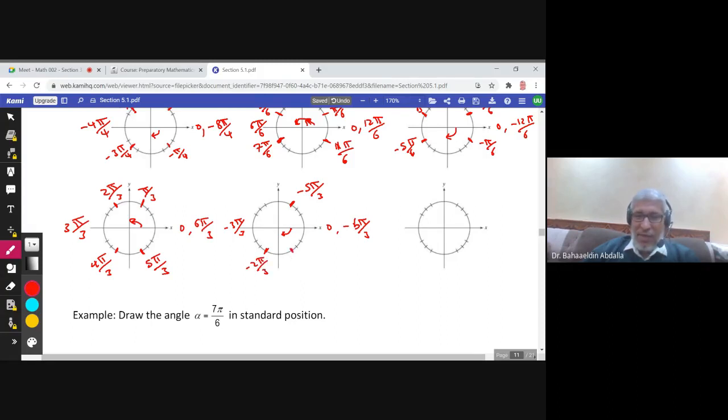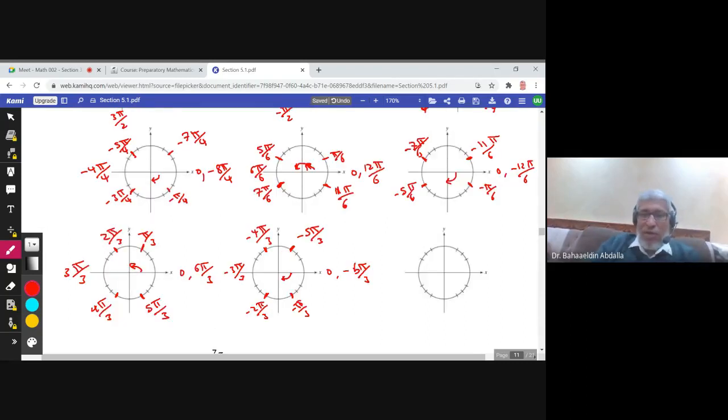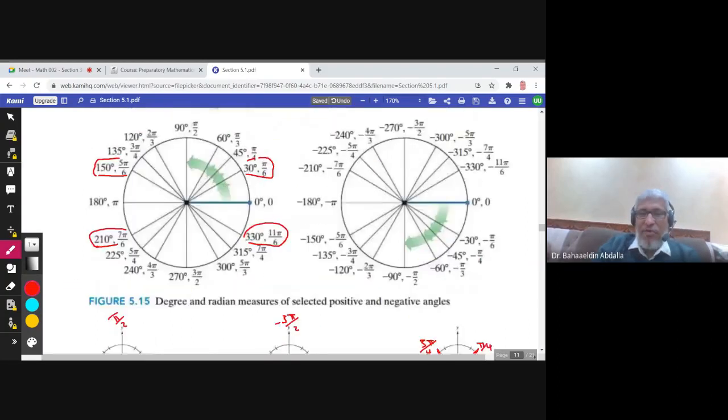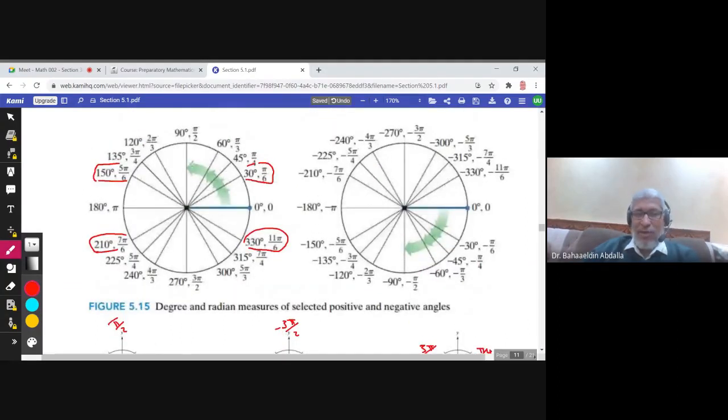And here we have negative pi over 3. And the one after negative 3 pi over 3 is negative 4 pi over 3. So I put it for you. These are the most important angles in this course, in this chapter, and they are coming from here. All of them are gathered here in one circle. This is for positive, this is for negative.